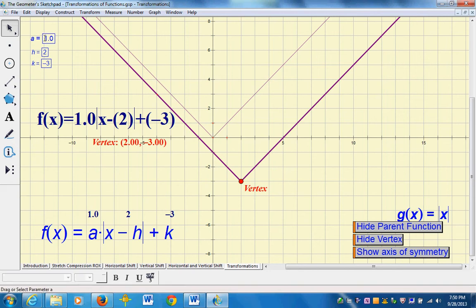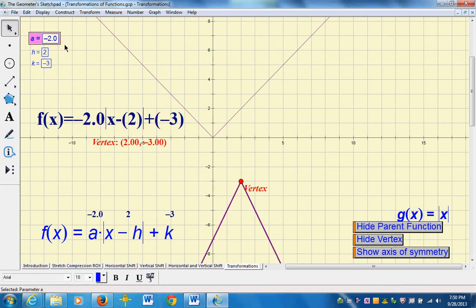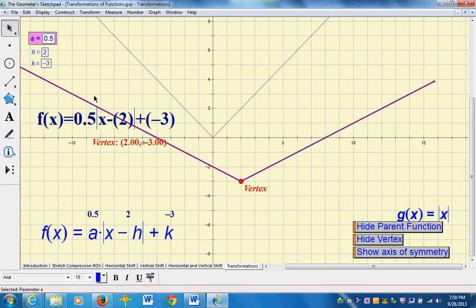And then let's switch my a. Let's make my a 2. So if I make my a, this number right here in front, 2, notice how it makes the v narrow. If I make it negative 2, it reflects my function over the x-axis. Let's make this a fraction. Let's make it 1/2. So notice with it 1/2, it made it wider.